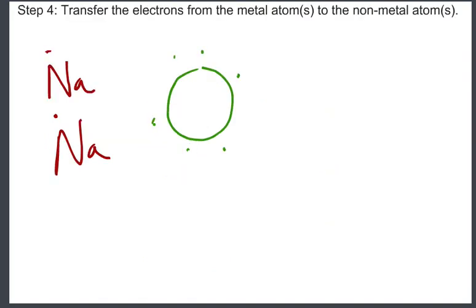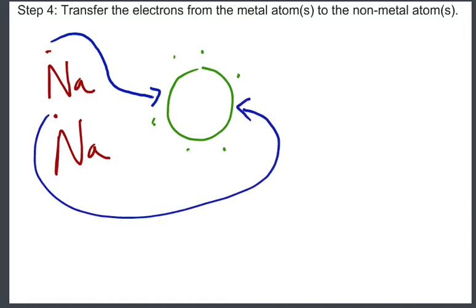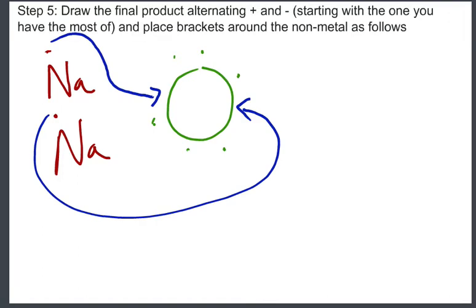Step 4, transfer the electrons from the metal atom, or atoms in this case, to the nonmetal atom, or sometimes you might even have more than one nonmetal atom, depending on the number of transfers that are required, as follows. So one of the sodium electrons will go there, and the other sodium electron will go in the other empty space. The last step is to draw the final product.